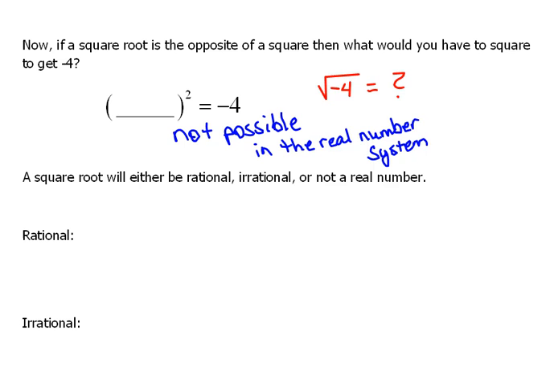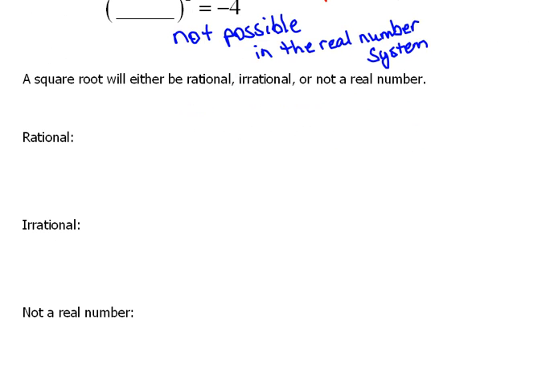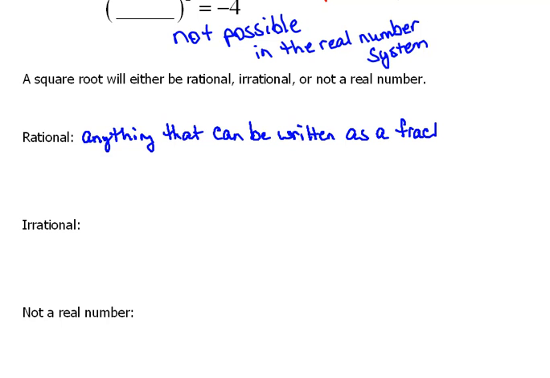So, we have different possibilities when we talk about square roots. Square roots can either be rational numbers, irrational numbers, or not a real number. Okay, what does rational mean? Think about our definitions of those words. Rational numbers are anything that can be written as a fraction. So for instance, if we had the square root of 4, that would be a rational number because the answer is 2, and it can be written as a fraction as 2/1. So that's an example of a rational square root.